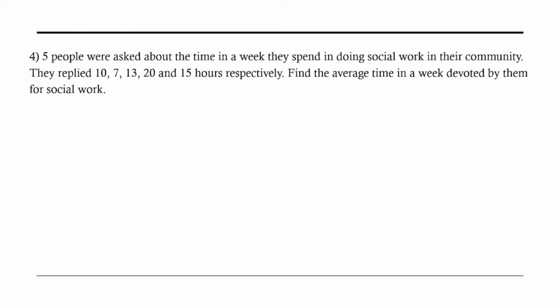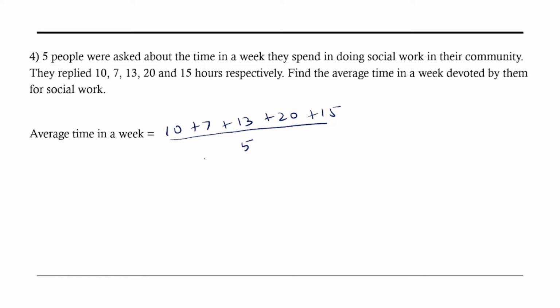So it is nothing but we have to add all these and divide by 5. So the average time in a week devoted by them for social work will be the sum of these divided by 5. So it is equal to (10 + 7 + 13 + 20 + 15) upon 5. When we add all these, we get 65. 65 upon 5 is equal to 13 hours.